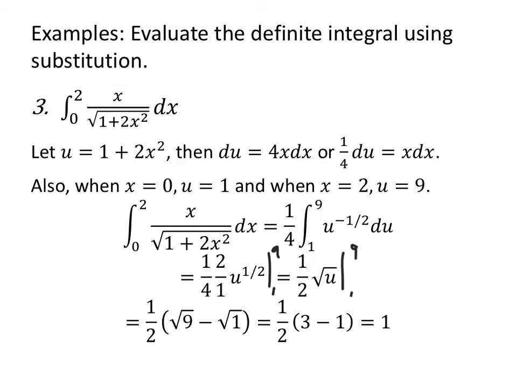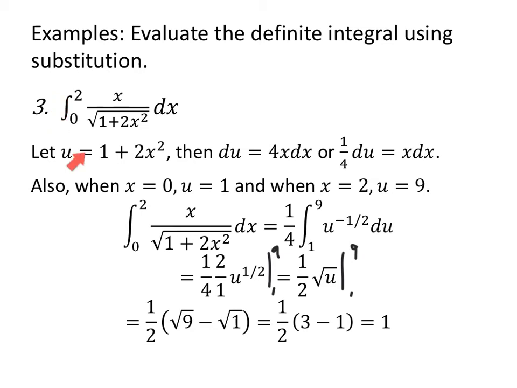Example number 3. The integral from 0 to 2 of x over the square root of 1 plus 2x squared dx. Inside a denominator, inside a radical, I'm going to let u be 1 plus 2x squared. The derivative of this, 1 plus 2x squared, is 4x dx. I don't have an extra 4 hanging out, so I'm going to divide both sides by 4 and get 1/4 du equals x dx. So my x and my dx are taken care of. The square root of, I've taken care of the 1 plus 2x squared.